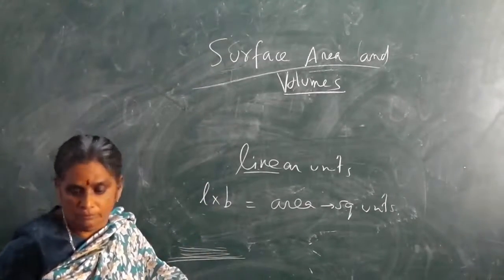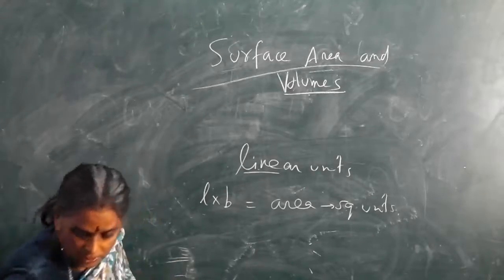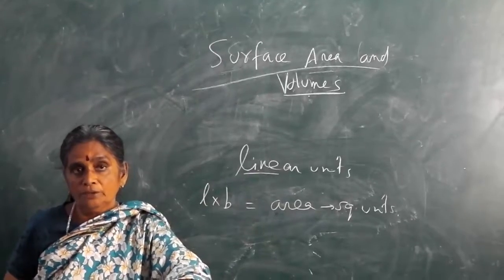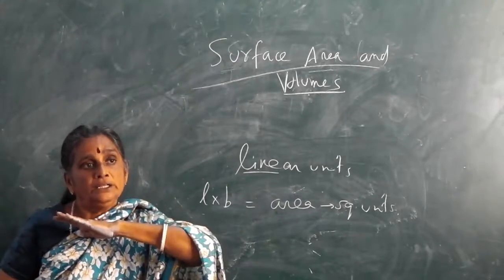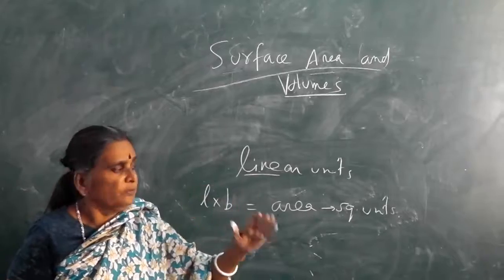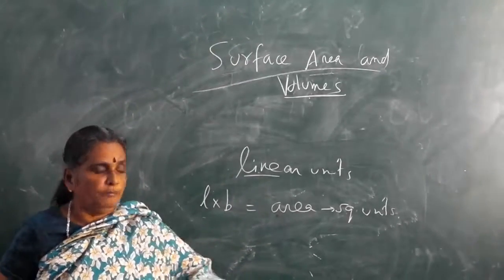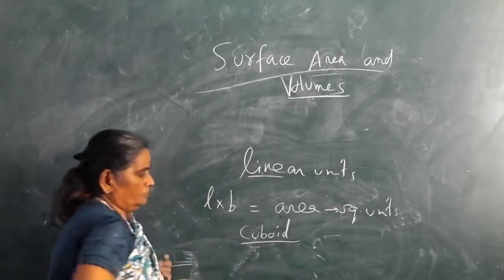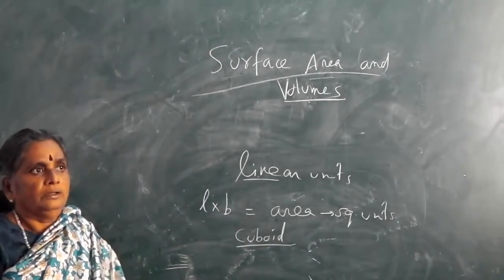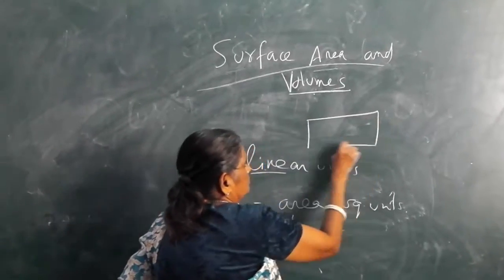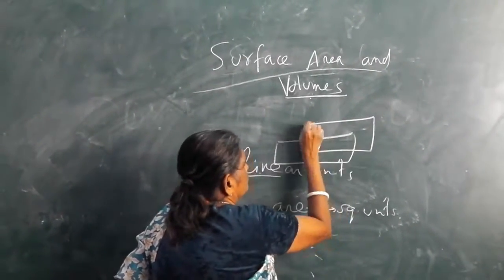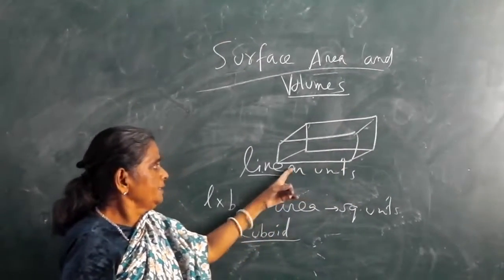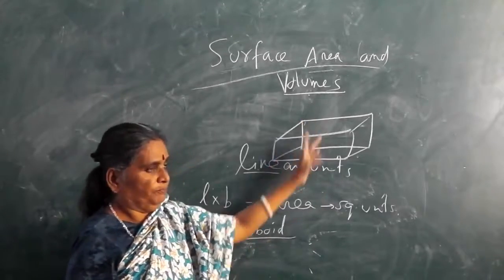So for a solid, you can find out how many surfaces it has got. You can find the surface area for each face and also you can get the volume. So the simplest solid will be the cuboid. Cuboid means, see, this is a cuboid. So you have got 6 surfaces: length, breadth, height.